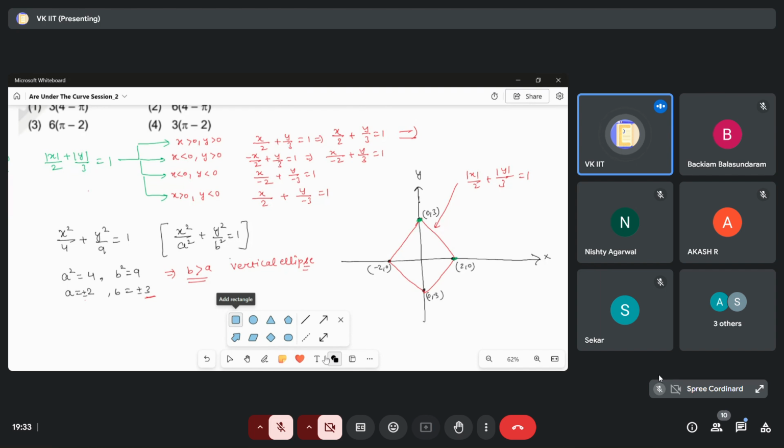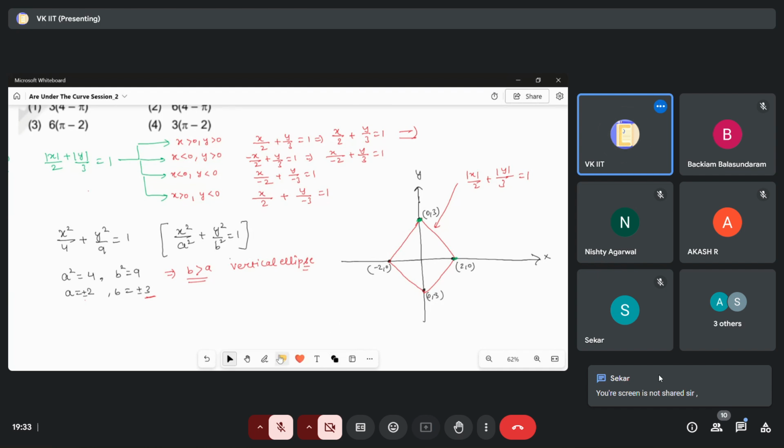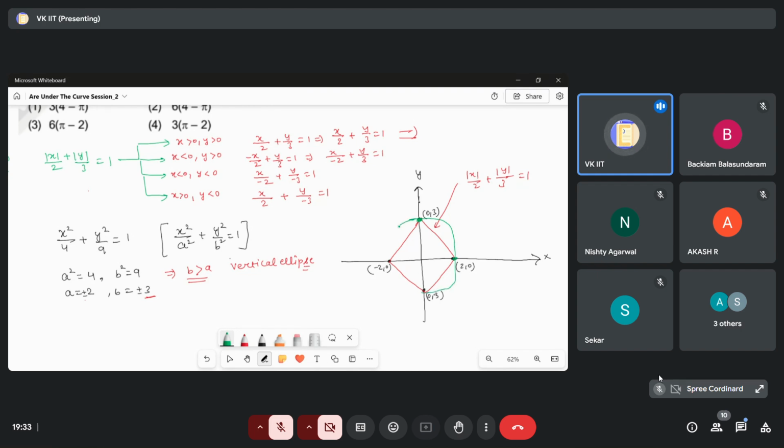Can we use this? Okay, ellipse is there, but it's a tube. That's not. Okay, this is something like this you will be getting.